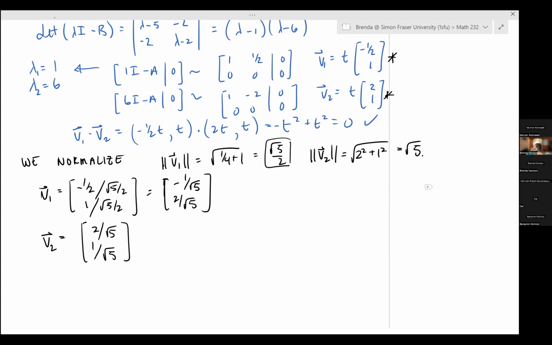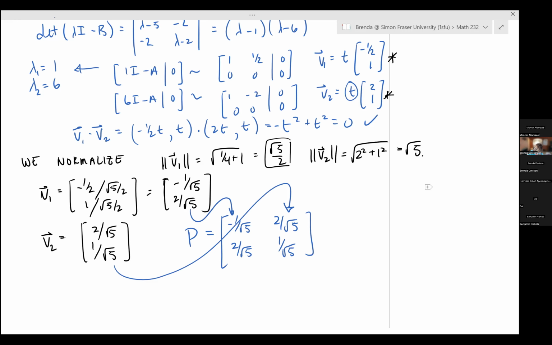It picks a value of t, in fact, that normalizes it, always gives it to you normalized. Okay, so here's P then. P is the columns, minus 1 over root 5, 2 over root 5. That's this guy right here. And then the second one is 2 over root 5 and 1 over root 5. And that's this guy here. So that's V1 and V2.